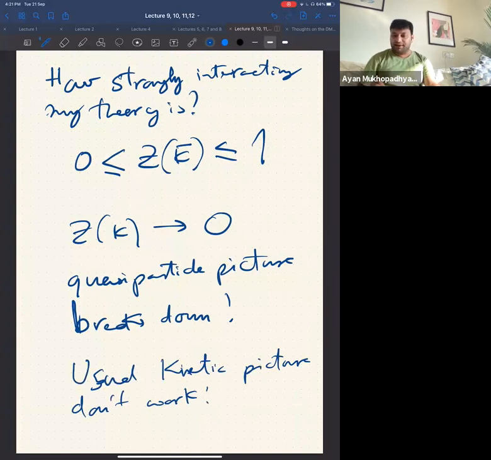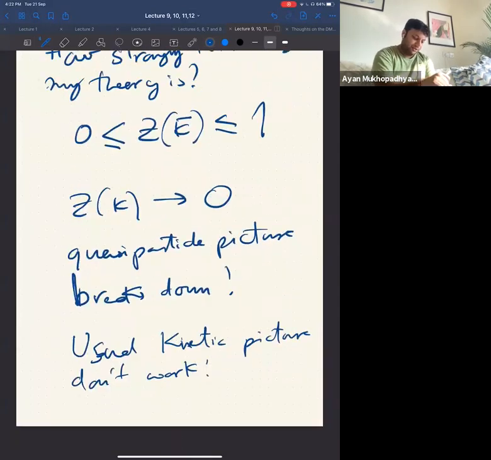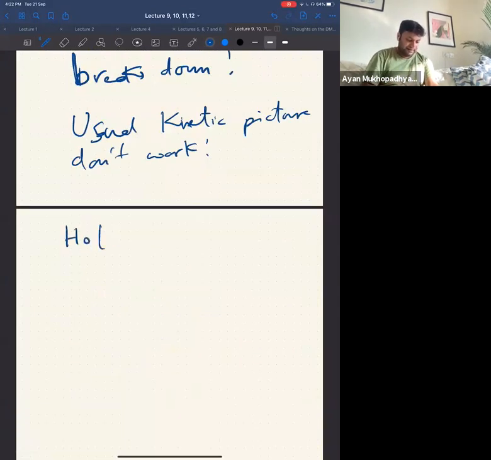And there is something very remarkable. People have been able to show that there are certain systems where this can happen, where z becomes exactly 0. You can take the most strongly interacting limit, and in such limits, it turns out you can describe the system in an alternative way, which is something called AdS-CFT duality or holographic duality.